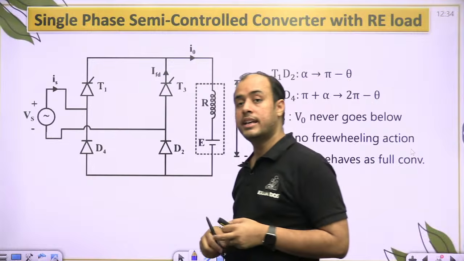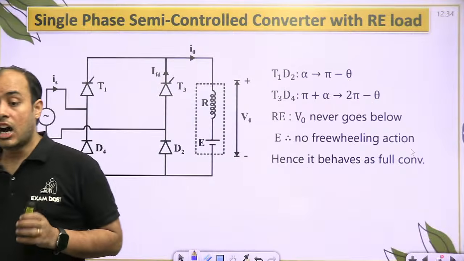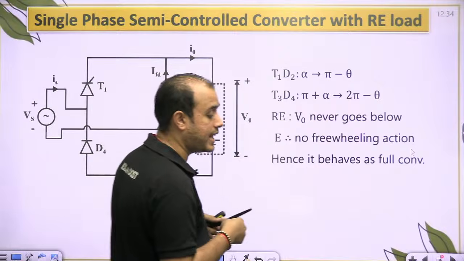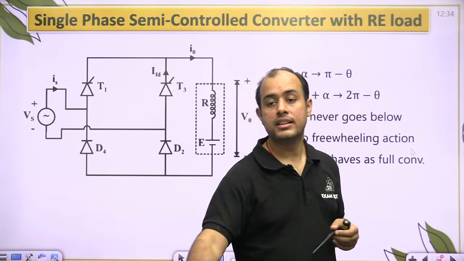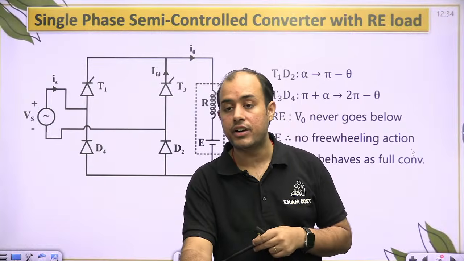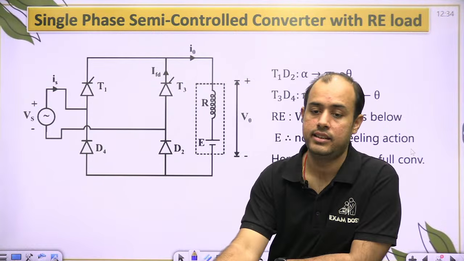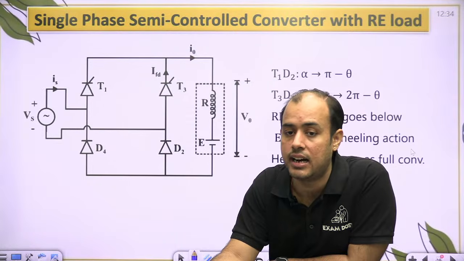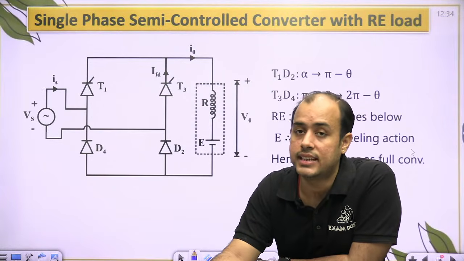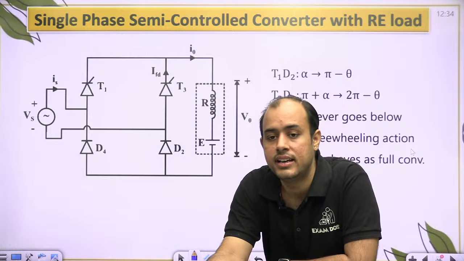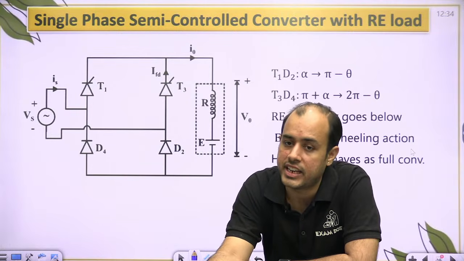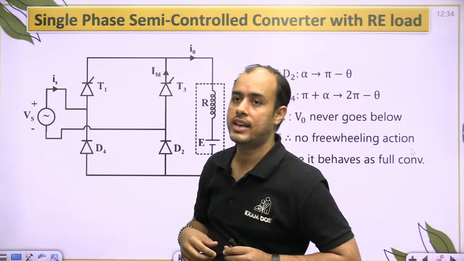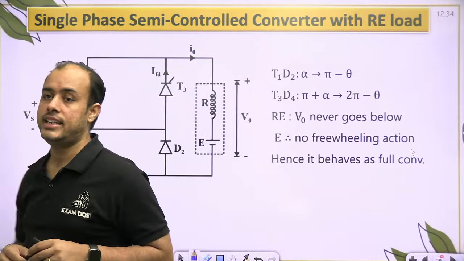Now suppose there is RE load. Now in RE load anyways the output never becomes negative. The output voltage can never go below E. And because it does not go below E, there is no point of freewheeling. Okay?